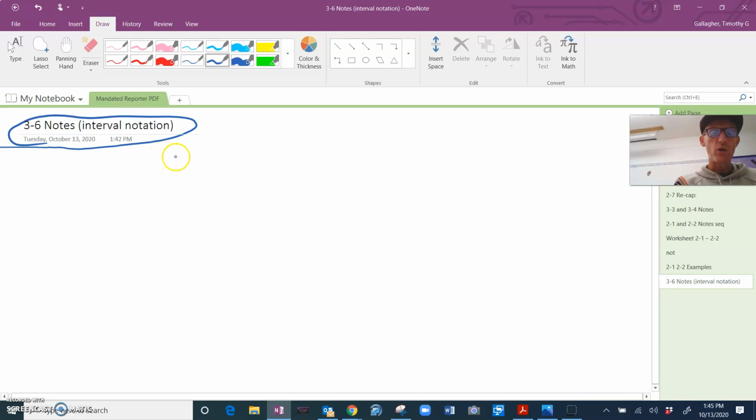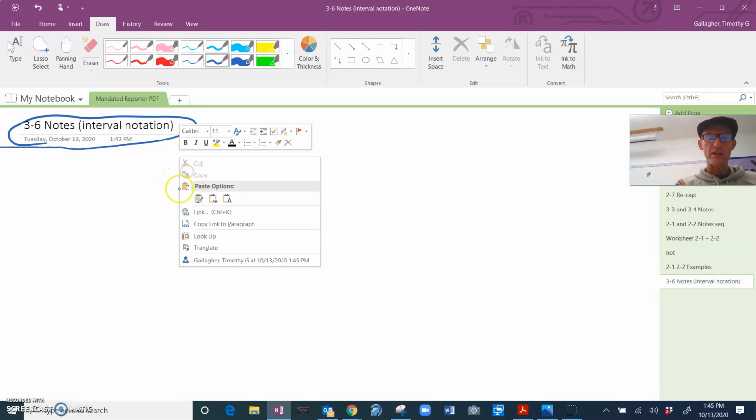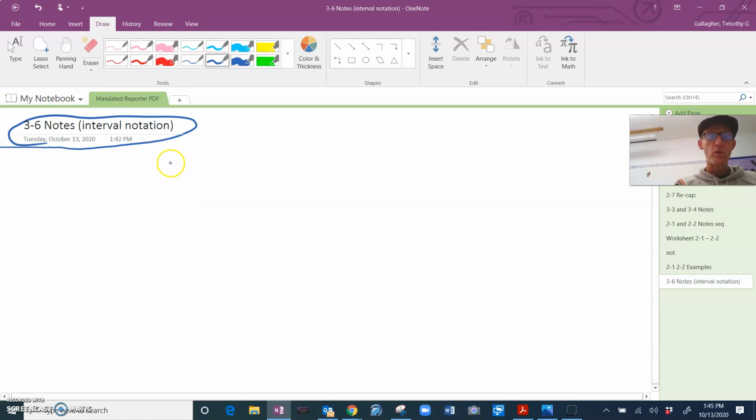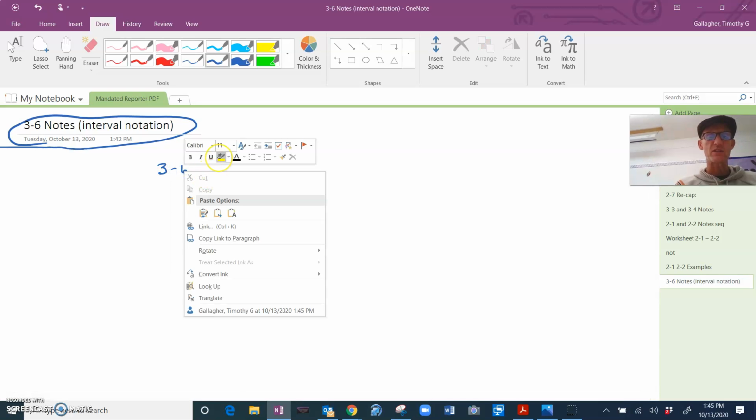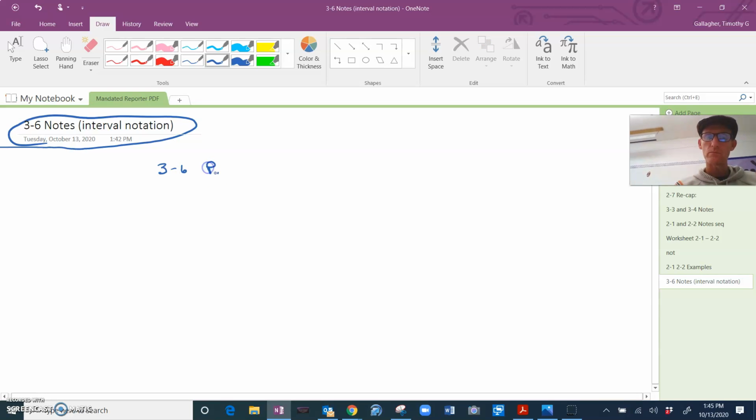So we know how to graph an inequality, write and graph an inequality. So we're going to use, this is 3-6, really part 1. We're going to use interval notation to write an inequality.